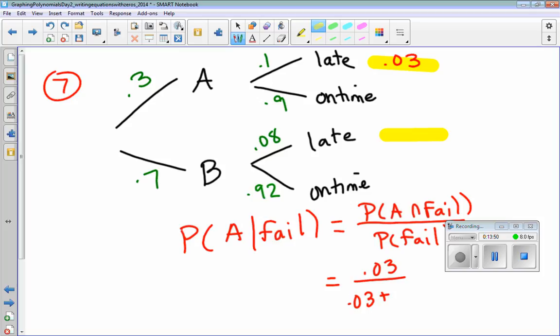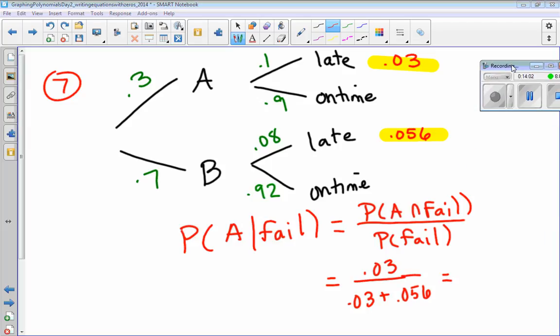So what is 0.7 times 0.08? 0.056. And so we're going to add those 2 things together in our denominator. And when I do that, I got 0.349. So the probability that I went with company A, given that I knew it failed, would be about 35%. And then I would do the same thing with B, and I would get a different probability. I actually got 0.651 there.